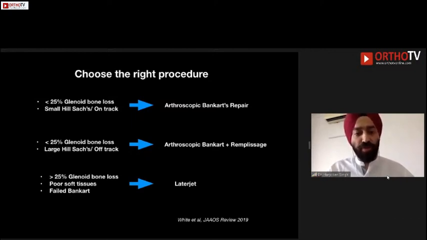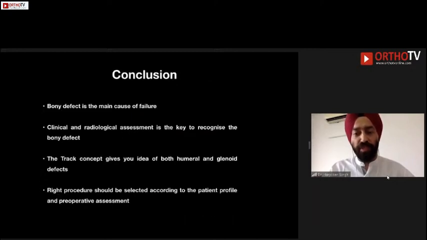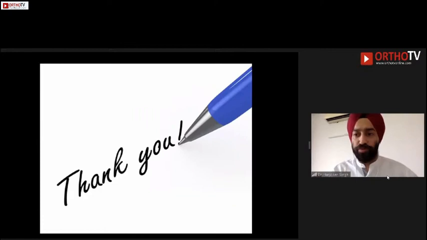And if your glenoid bone loss is more than 25%, or you have poor soft tissues or a failed Bankart, you should consider Latarjet in these patients. So to conclude, bony defect is the main cause of failure. Clinical and radiological assessment is the key to recognize the bony defect. The track concept gives you an idea of both humeral and glenoid defects, and the right procedure should be selected according to the patient profile and pre-op assessment. Thank you.